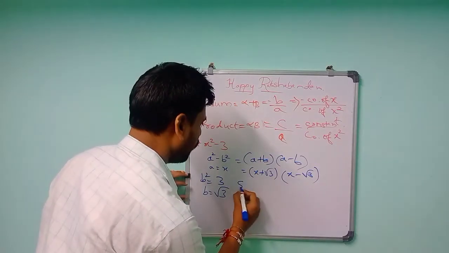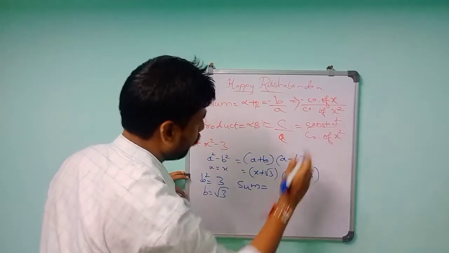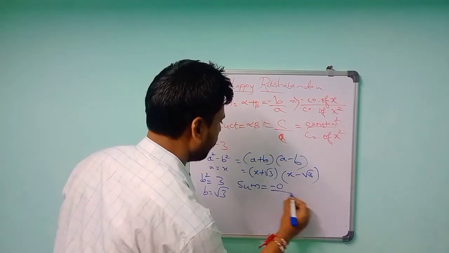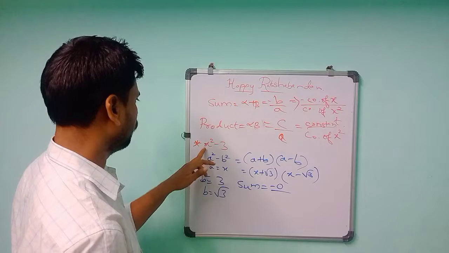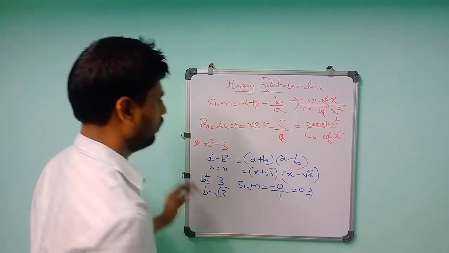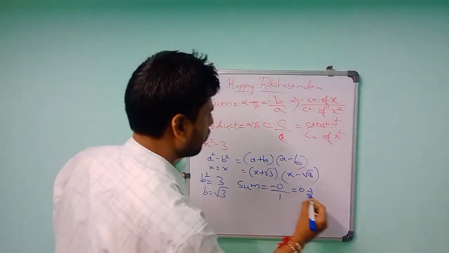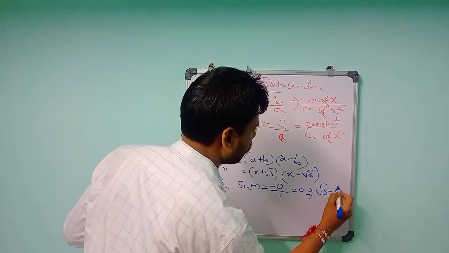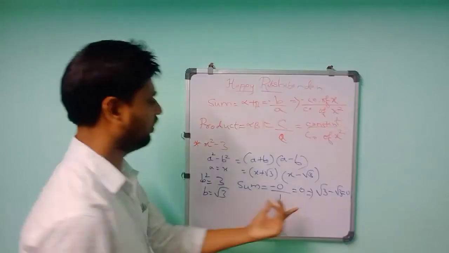Then the sum you have to find. For the sum, what I told: coefficient of x. What is the coefficient of x here? Nothing is there, so you have to take 0 divided by the coefficient of x square, which is 1. So the answer should become 0. If you see correctly, the zeros of the polynomial are root 3 and minus root 3. So root 3 minus root 3 is 0. It is satisfying the condition, no?